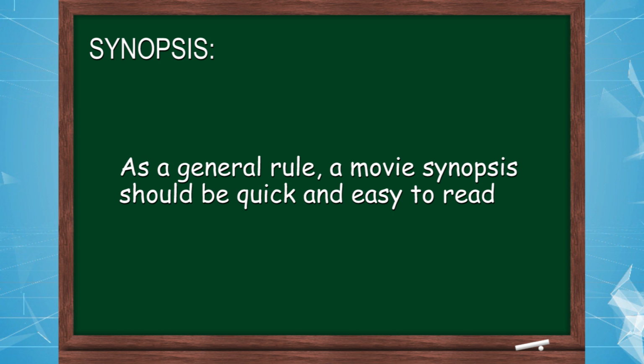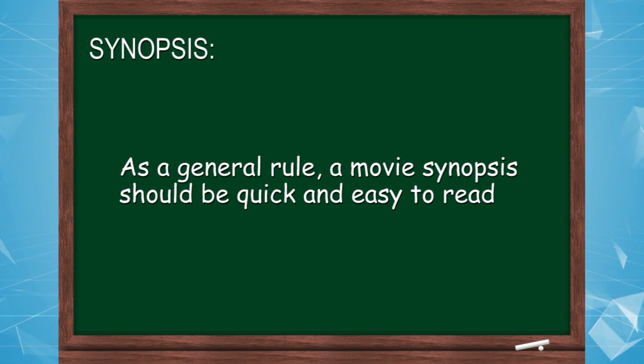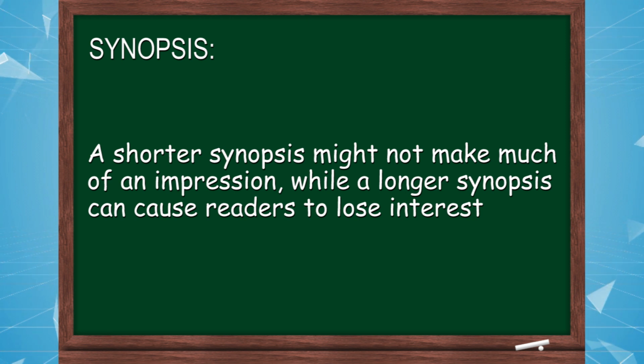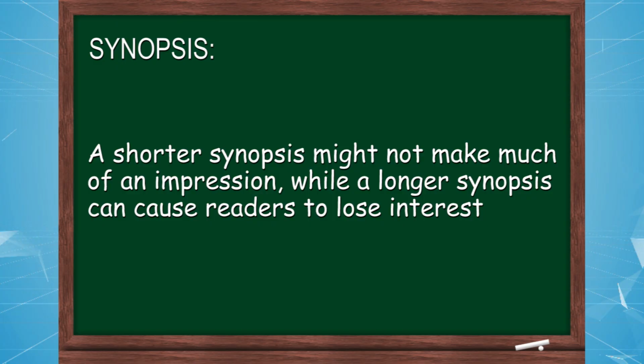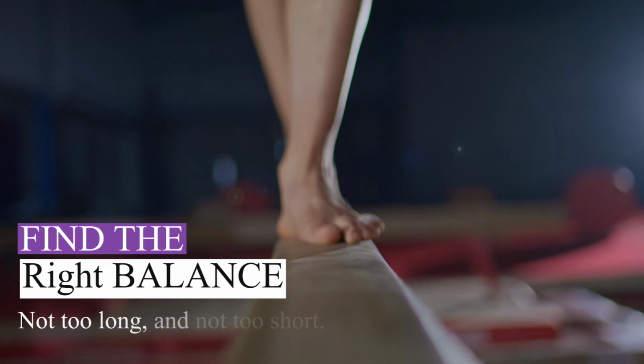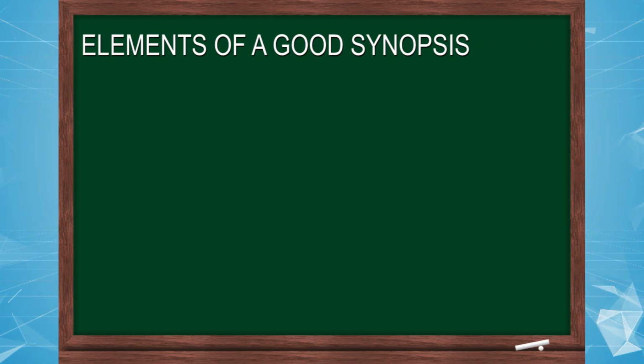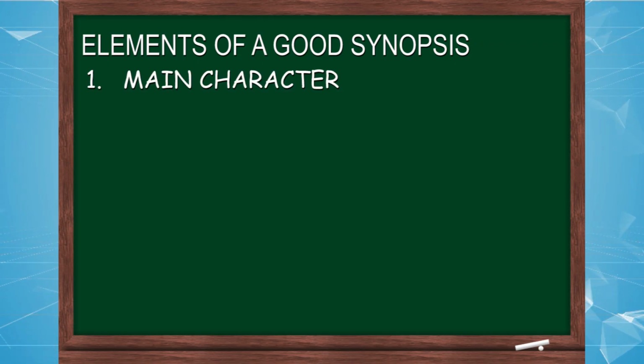As a general rule, a movie synopsis should be quick and easy to read. Make sure your synopsis takes no more than 5 to 6 minutes to read. A shorter synopsis might not make much of an impression, while a longer synopsis can cause readers to lose interest. The idea is to find the right balance, not too long and not too short. What elements make a good synopsis?